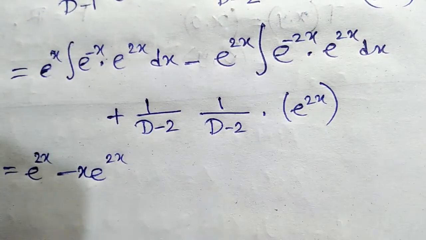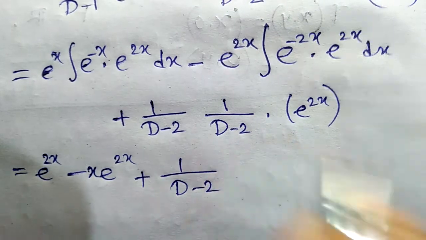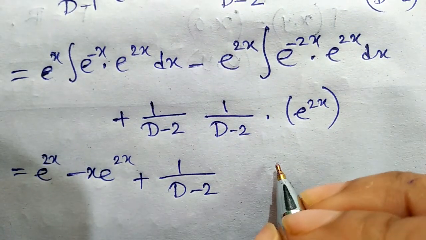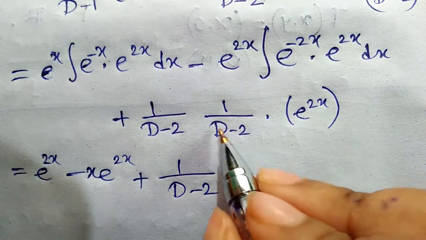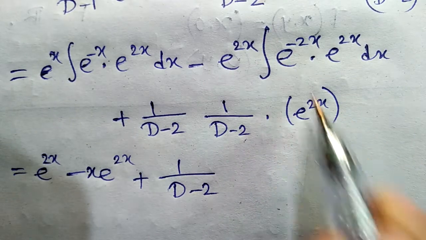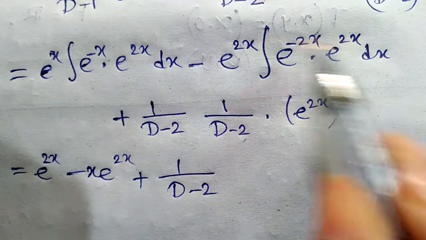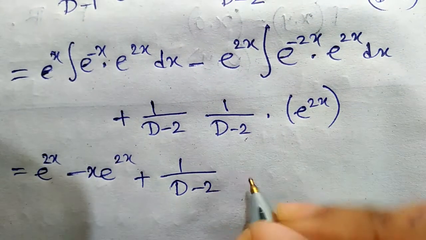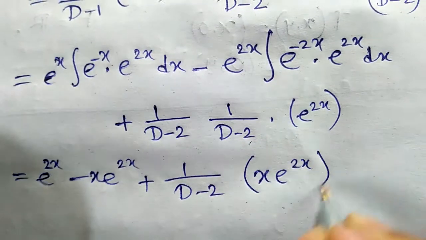Then the third portion is 1 by d minus 2, and this section, see, this section is same as this: e to the power 2x integration e to the power minus 2x into e to the power 2x dx. So this will be x e to the power 2x. So I am writing this x e to the power 2x.